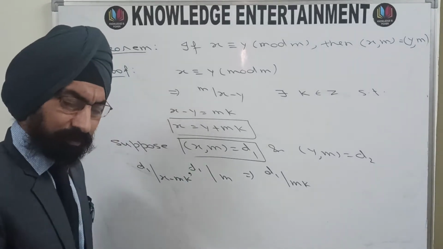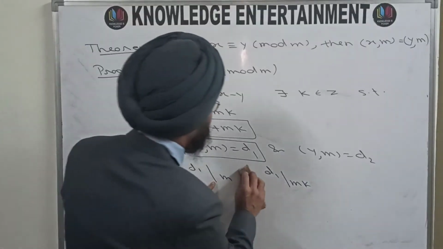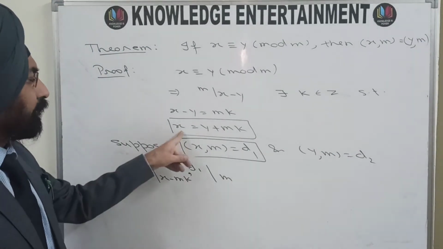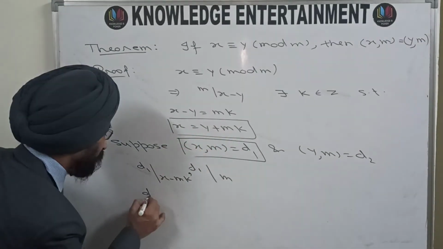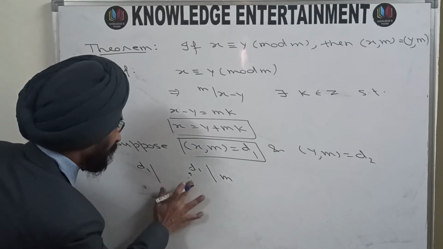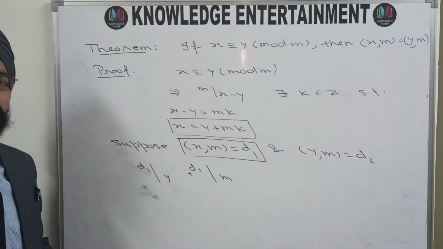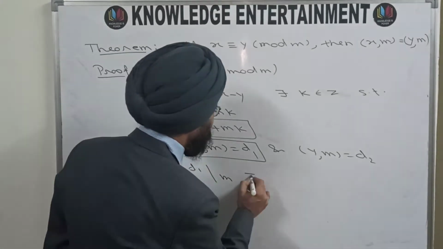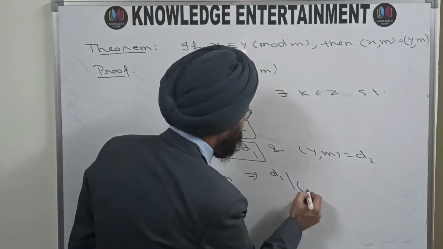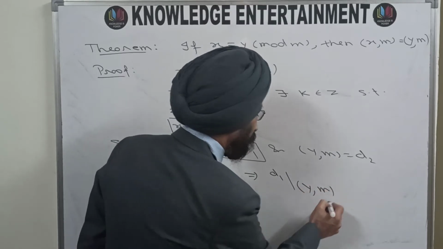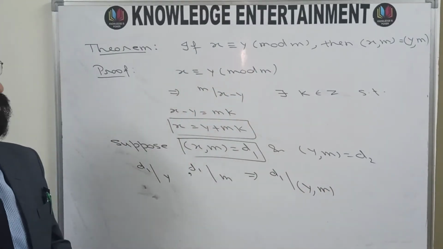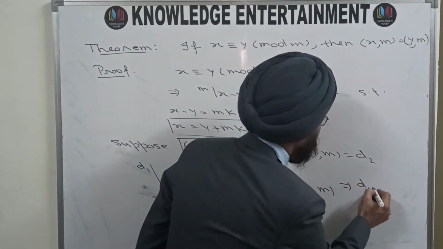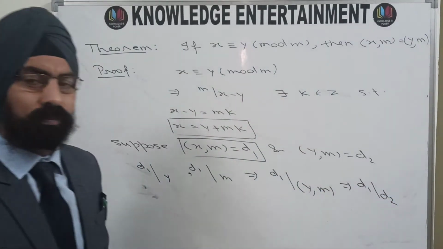And this, d1 divides m, I will keep it. Now what is x minus mk? X minus mk from here is y. So d1 divides y and d1 divides m. If d1 divides y and d1 divides m, this directly means that d1 divides GCD of y and m. But what is the GCD of y and m? GCD of y and m is d2. So this means d1 divides d2.